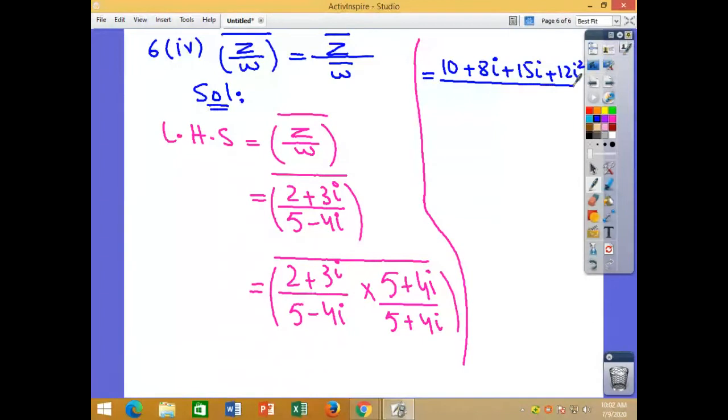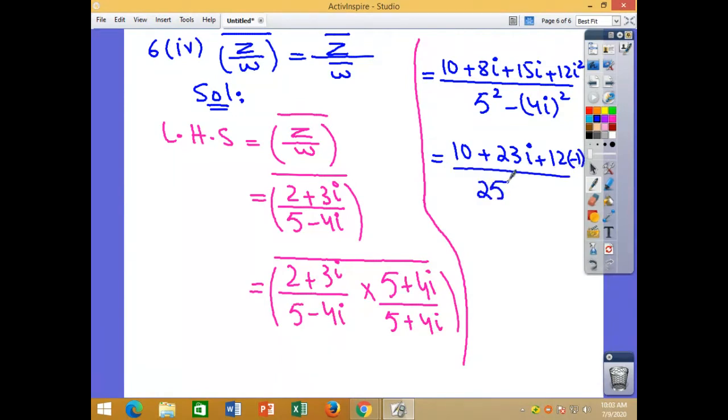In the denominator, we see the formula. Which formula? (a minus b)(a plus b). Therefore, the formula becomes a square minus b square. Now after simplification, 10 plus 23 iota and 12 iota square. Instead of iota square, we write -1.